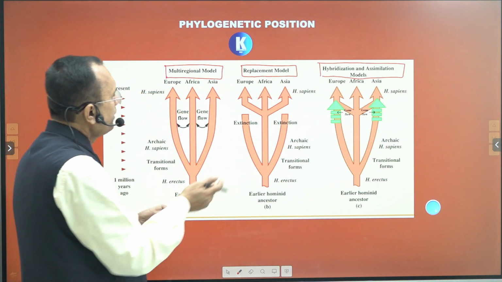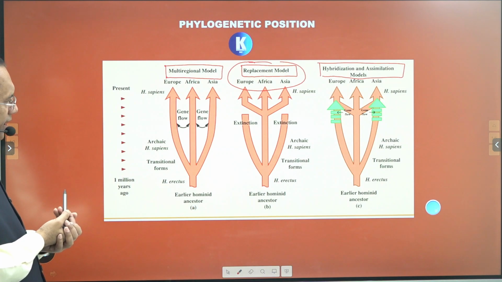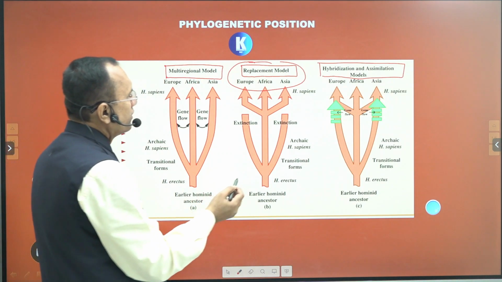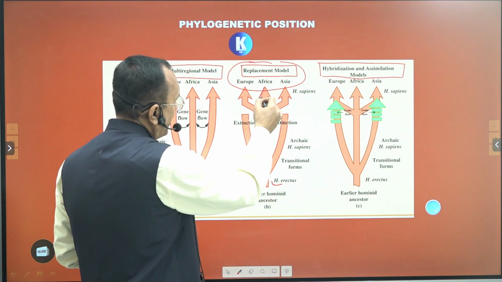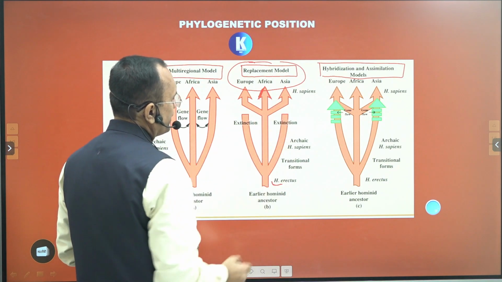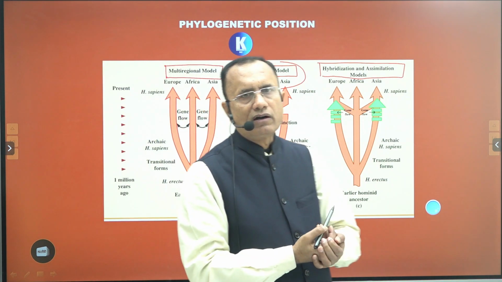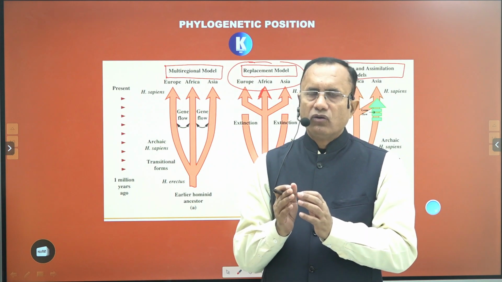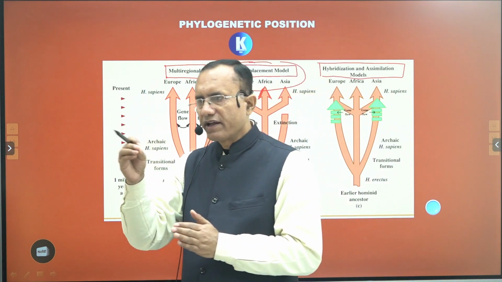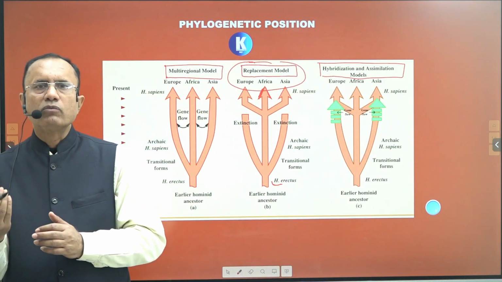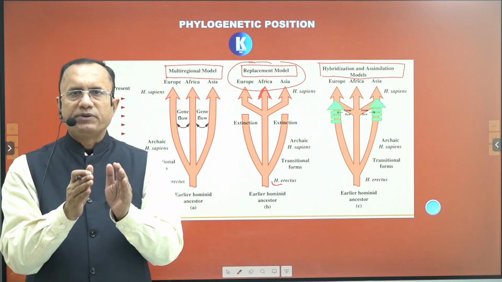Second, in a replacement model, paleoanthropologists propose that at first, from Homo erectus, Homo sapiens was evolved in Africa, and that Homo sapiens then migrated to Asia and Europe, and therefore Africa was the land of man. Homo sapiens at first evolved in Africa, and then that Homo sapiens migrated to Asia and Europe from Africa, and therefore Africa was the land of Homo sapiens.